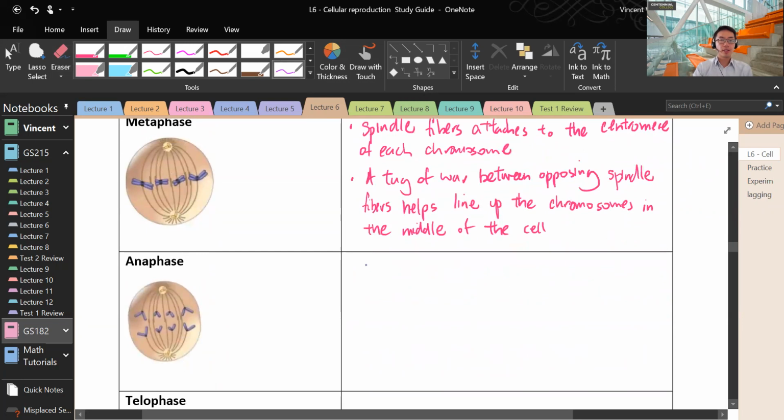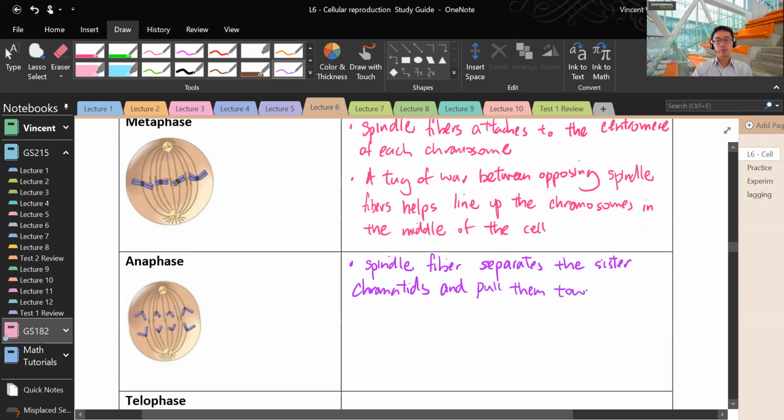Next, we have anaphase. Spindle fibers separate the sister chromatids and pull them towards the opposite poles.